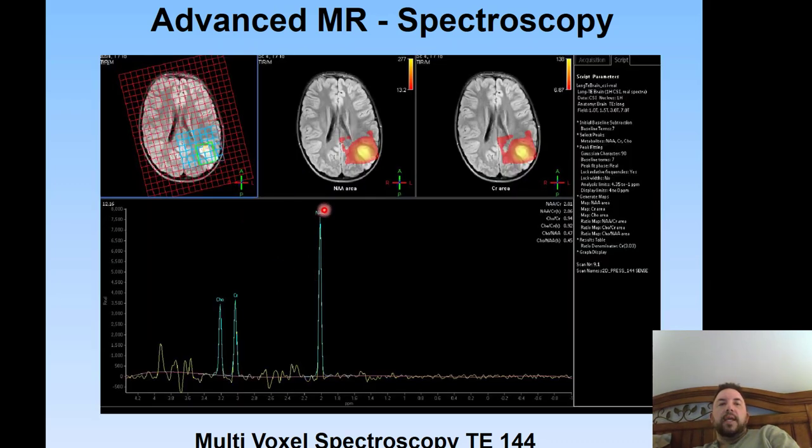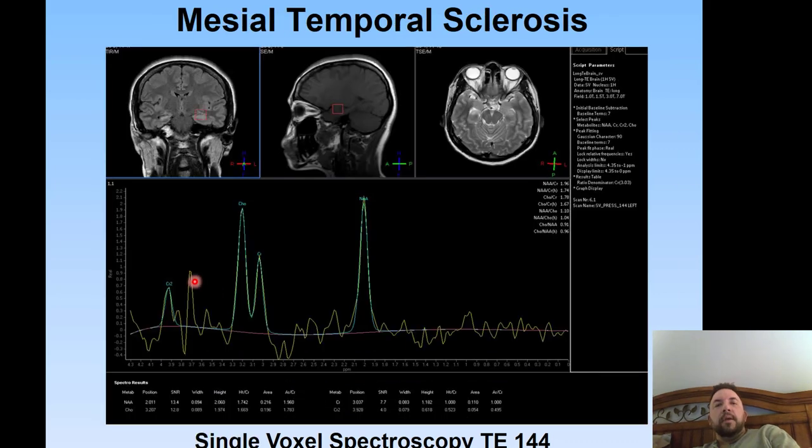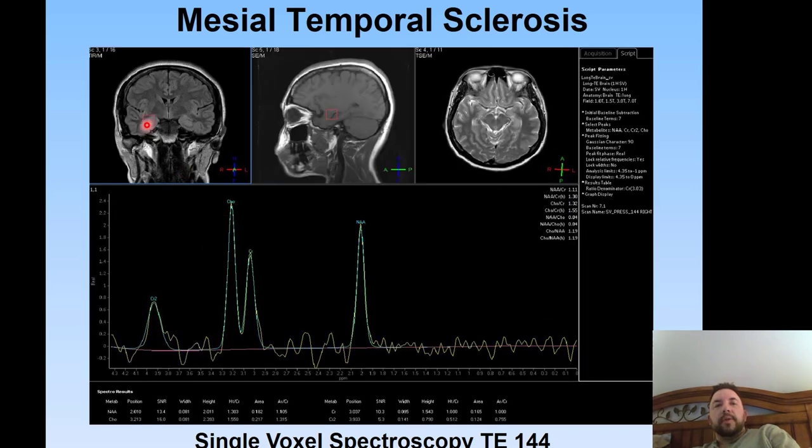Through the region, NAA is far greater than the choline. Mesial temporal sclerosis, seizure disorder in patients. We looked at this when we looked at the brain content. MR spectroscopy in the region of interest. MR spectroscopy on this side, on the right side, and now you have a choline spike.